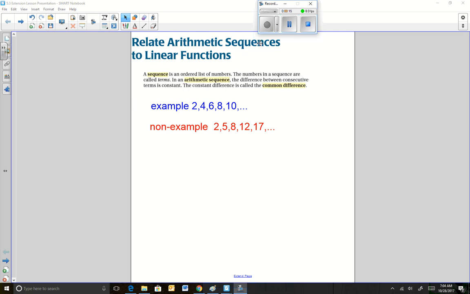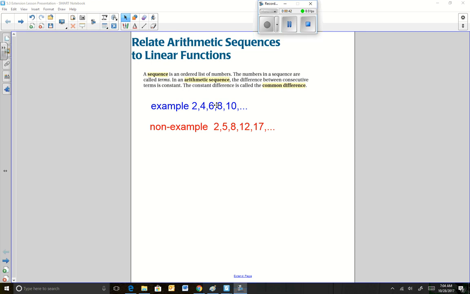An arithmetic sequence is a sequence that is an ordered list of numbers. The numbers in a sequence are called terms. So here's an example. Each one of these is called a term. In an arithmetic sequence, the difference between consecutive terms is a constant. So take a look. These are consecutive terms: 2, 4, 6, 8, 10. All in order. Those are consecutive terms.